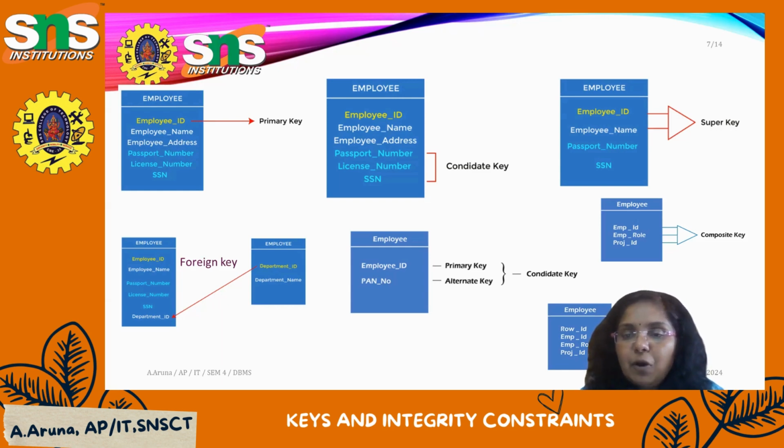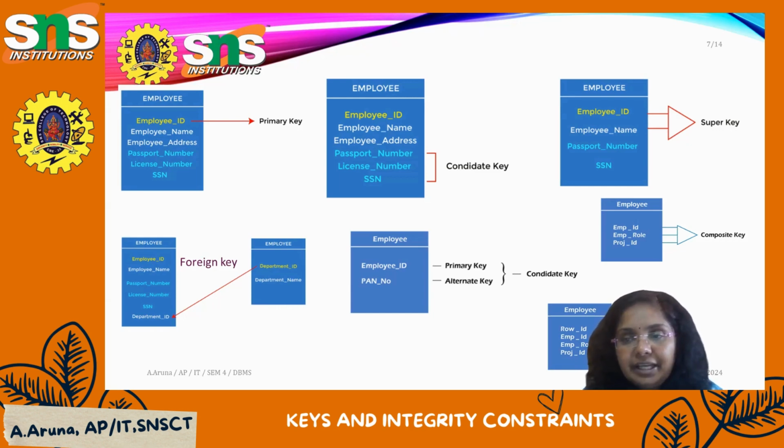So by using employee ID, if I can identify their name, passport number, SSN number, then employee ID is a super key. And also by using ID and name, I am able to identify the remaining things, so this set can also be called a super key. In that, the one which is a minimum subset can be called a candidate key.